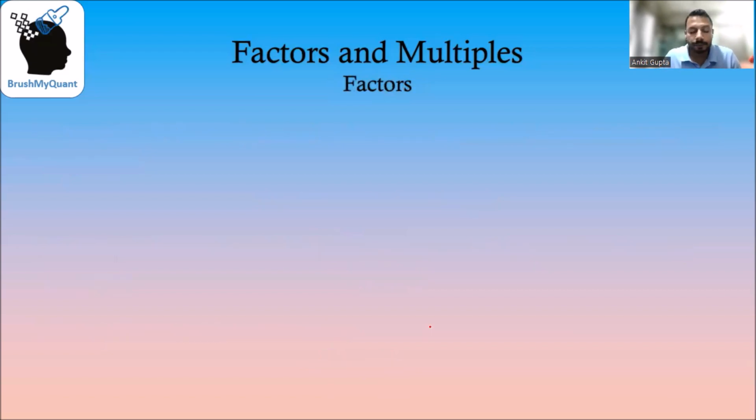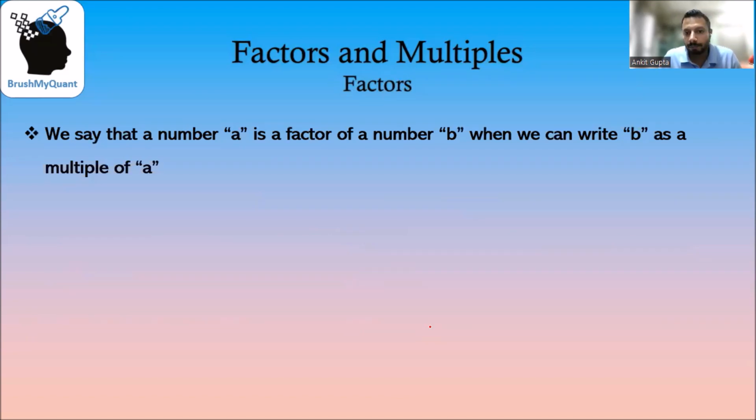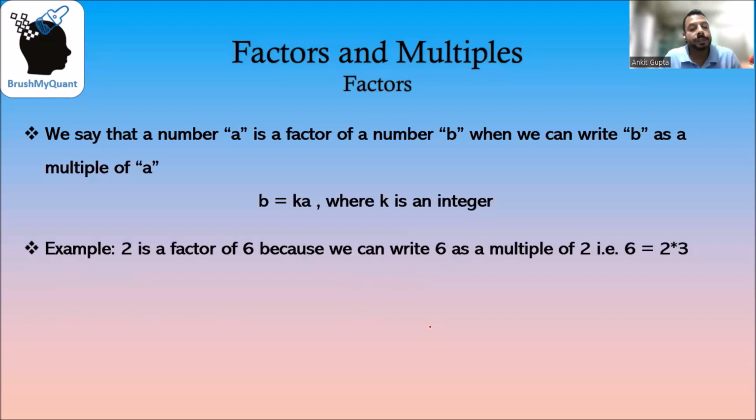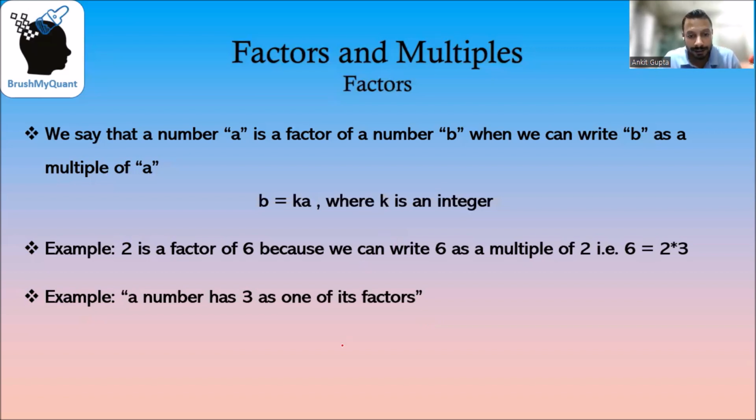Let's learn about factors now. When we say that number a is a factor of number b, that means we can write b as a multiple of a. So if a is a factor of b, that means b is a multiple of a, and then we can write b as k into a, where k is an integer. Let's take an example. 2 is a factor of 6. That means 6 is a multiple of 2, and we can write 6 is equal to 2 into 3. That also means that 3 is also a factor of 6. Similarly, if it is given to you that a number has 3 as one of its factors, that means the number is a multiple of 3, and the number, let's say n, can be written as 3 into k, where k is an integer.